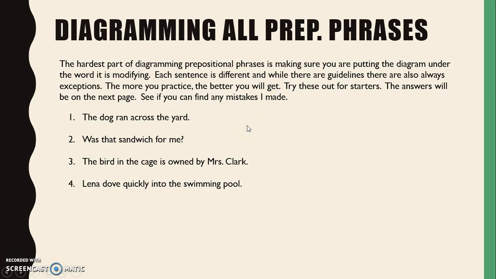The hardest part is figuring out which word the prepositional phrase modifies. So try these, see if you can find any mistakes. The answers are on the next slide. The dog ran across the road. Was that sandwich for me? The bird in the cage is owned by Mrs. Clark. Ooh, by Mrs. Clark. There's two in that one. Ooh. And Lena dove quickly into the swimming pool. Try it. Pause.